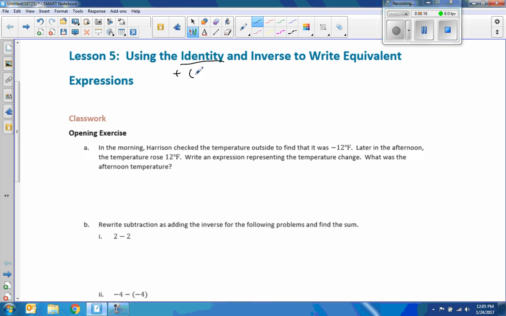For addition, it's 0. For multiplication, it is 1. And the inverse, flip it and switch it. If I have a fraction, a over b, it's b over a. If I have a positive 1, the inverse is negative 1. Okay, that's identity and inverse, to write equivalent expressions. Okay, opening exercise.